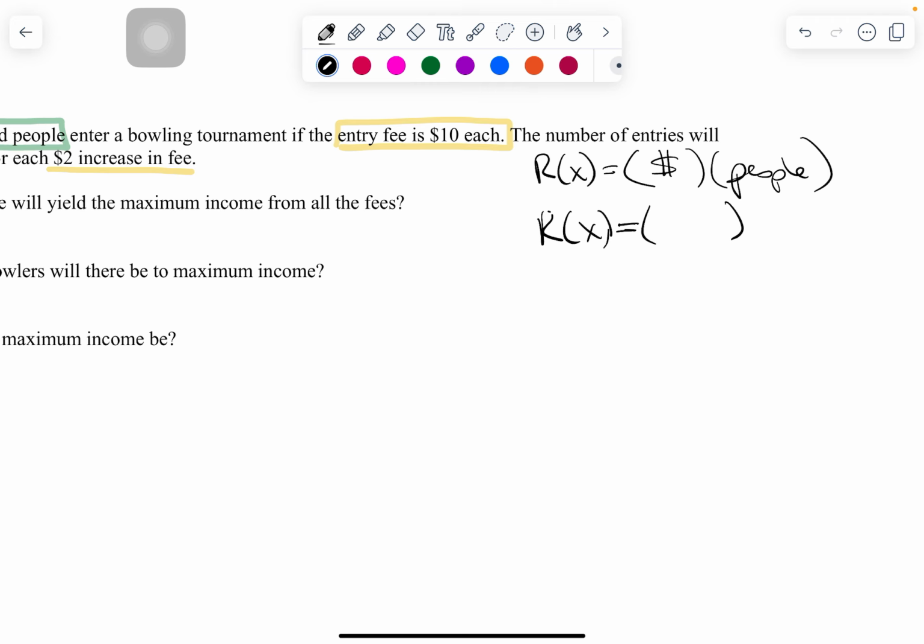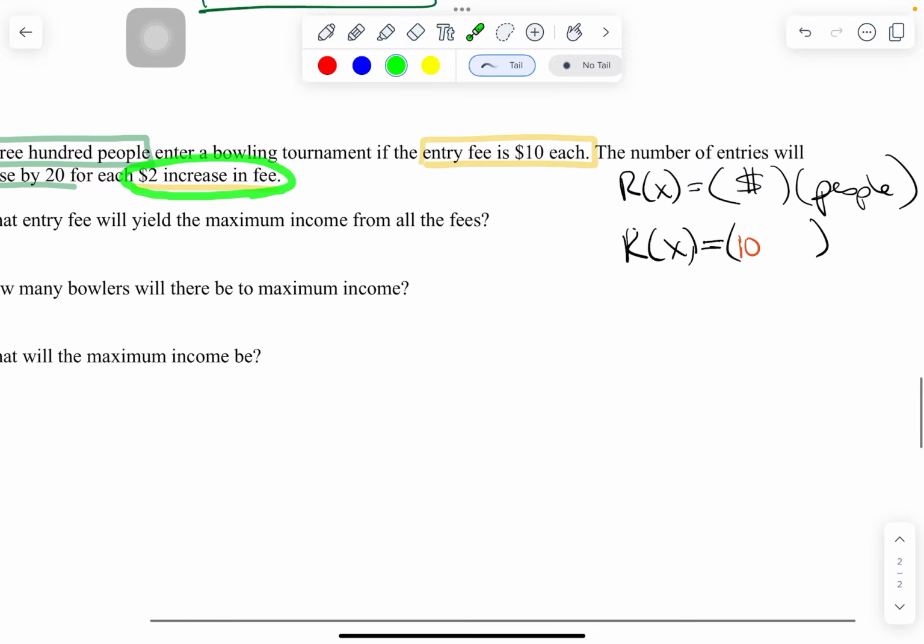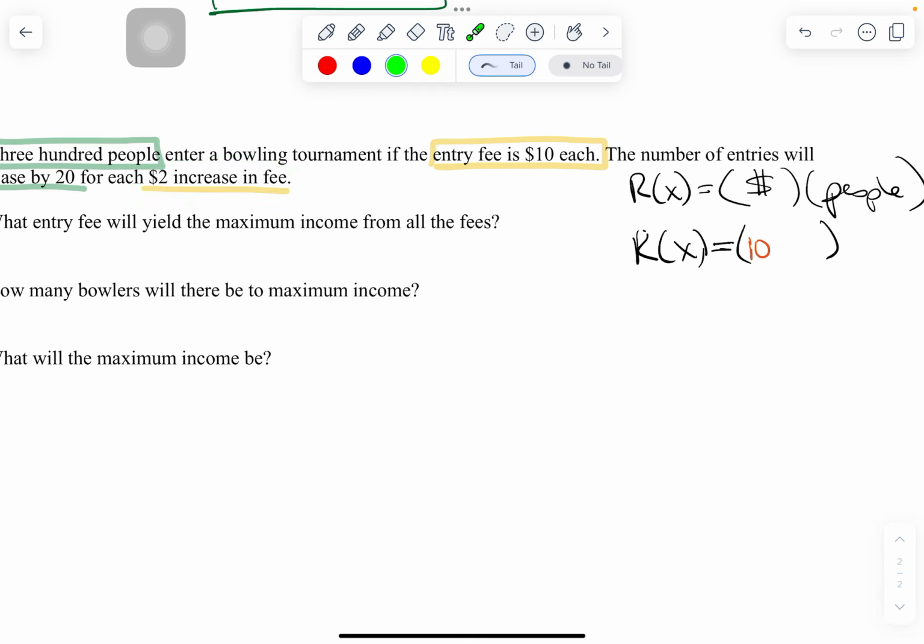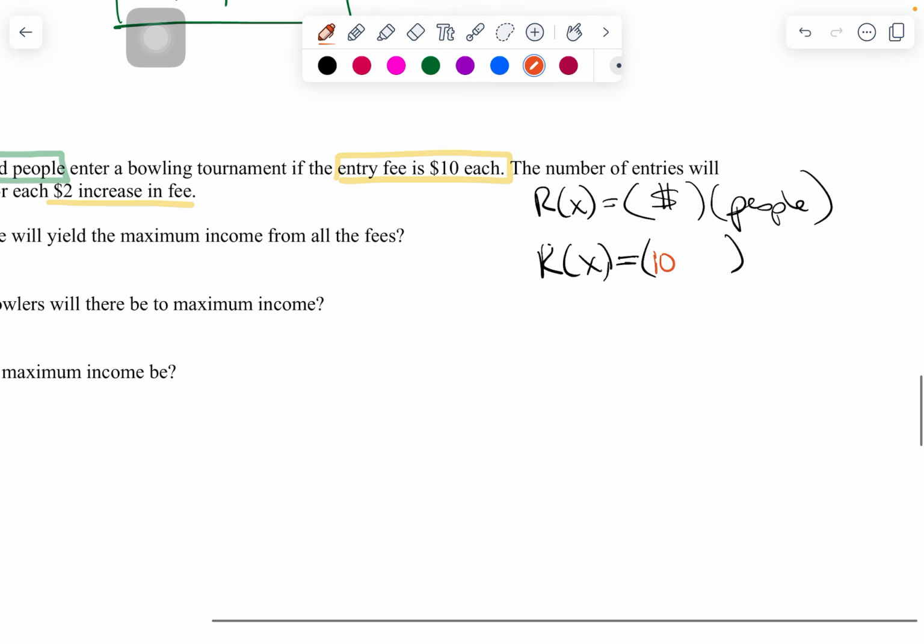So let's talk money. The original entry fee was $10 per person, and we are going to increase that entry fee $2. But here's the thing. The key word here says for each $2 increase in fee. So maybe I increase it $2. Maybe I increase it $8, right? So that's 4 times I would increase the price. So that's going to be plus 2x.